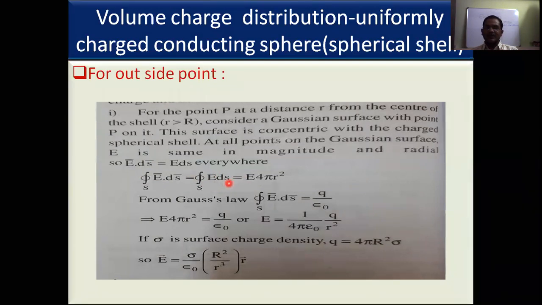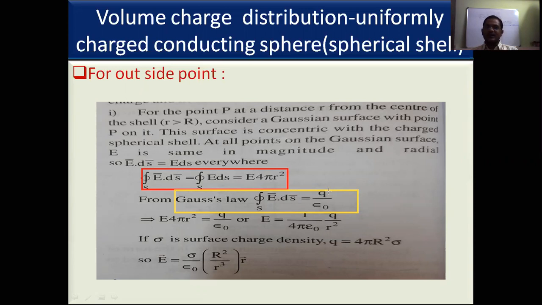But the closed integral of ds is the total surface area of the sphere, that is 4 pi r square. So therefore, closed integral E bar dot ds bar equal to E into 4 pi r square. Okay. So what I am saying, the total flux through the entire surface is equal to E into 4 pi r square. But what do we have in the Gauss law? According to the Gauss law, the surface integral of E bar dot ds bar equals 1 by epsilon naught times the charge enclosed by that surface.